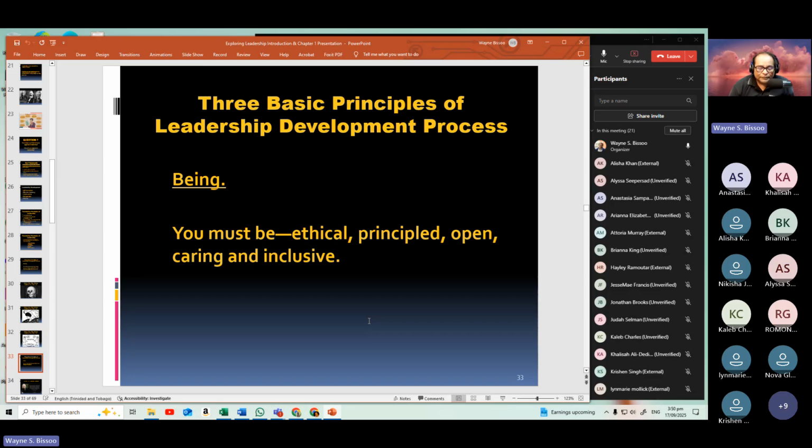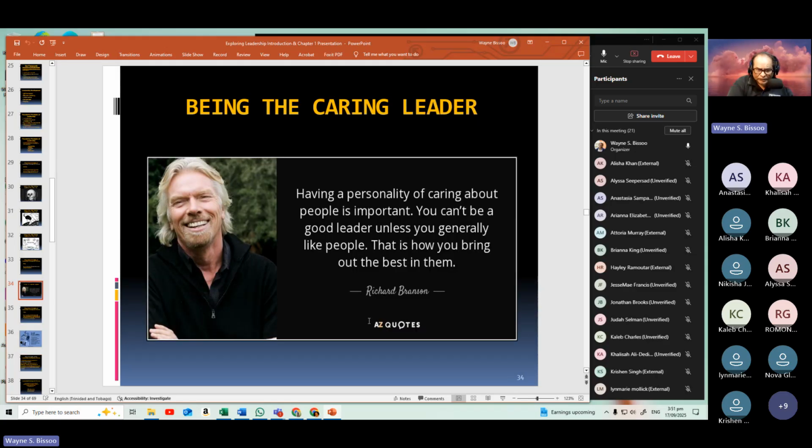That is something we're going to have to put into practice because the only way we can work well with each other is that we have to genuinely care about the individuals that we are working with. All right? So this quotation from Richard Branson, for those of you who may know him, he's the owner and creator of Virgin Airlines and Virgin Records.